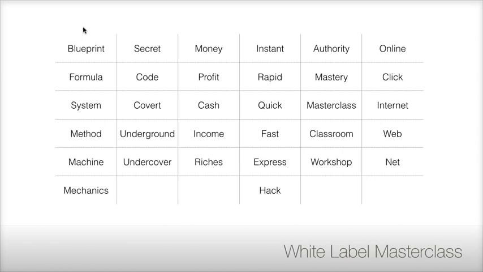So first, let us see here. The first kind of important keywords is what defines a step-by-step formula. So what works well are words like blueprint, formula, system, method, machine. And if you are talking about a step-by-step manual about doing something, we can also use mechanics. Okay, for example, if you are talking about how to create a membership site, you can call it membership site mechanics or membership mechanics.